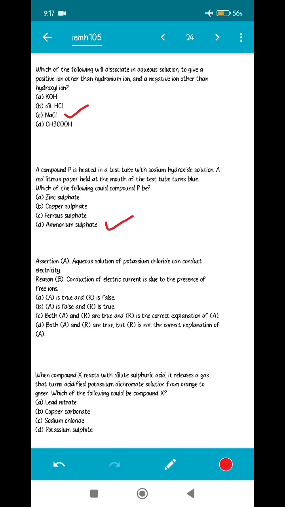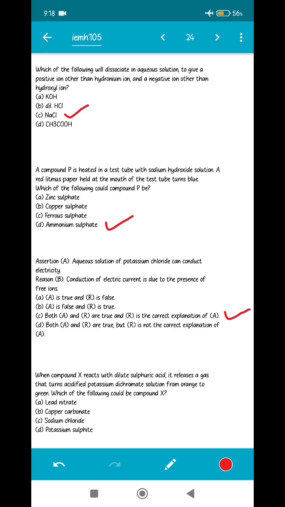Now let's see the reason. Conduction of electric current is due to the presence of free ions. Correct. The reason is also correct because as soon as we make a solution of potassium chloride, it dissociates into potassium and chloride ions, which are responsible for conduction of electricity. So the assertion and the reason are both correct, and the reason is also the correct explanation. So the option will be option number C.